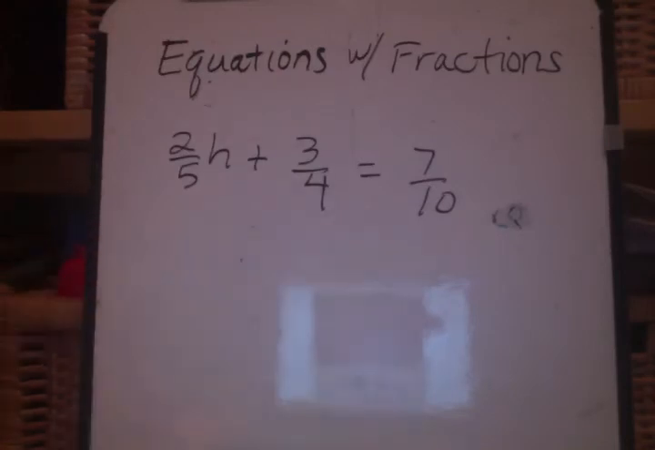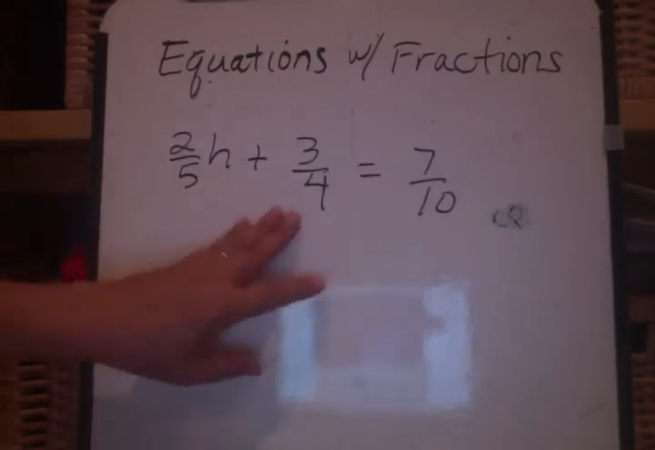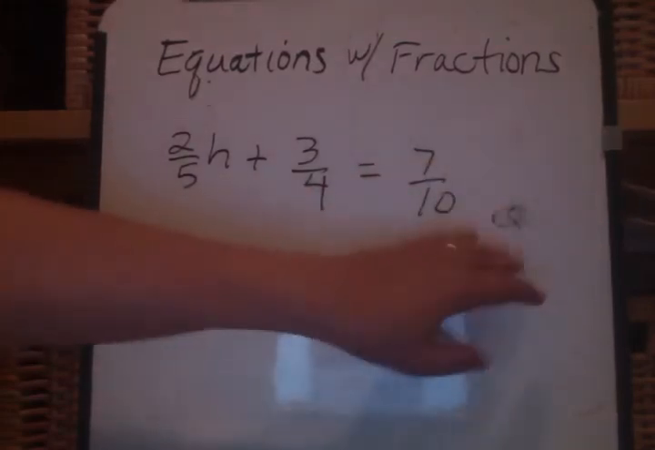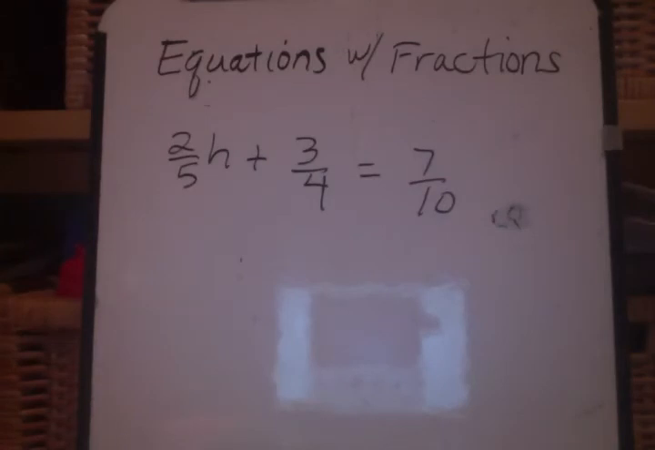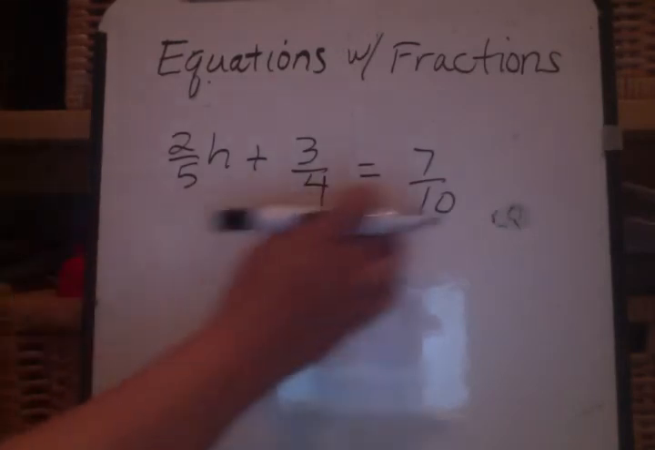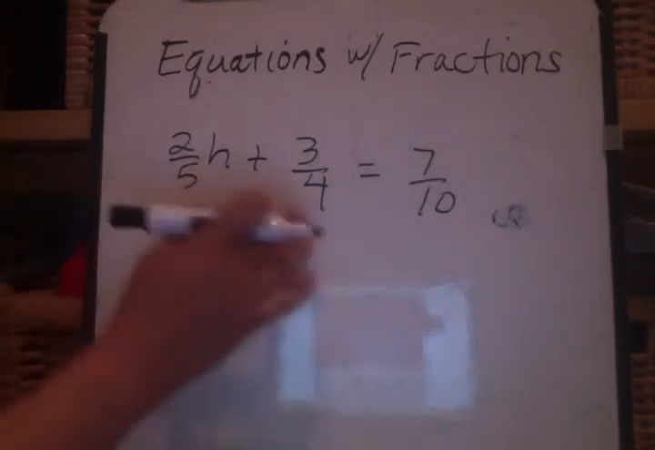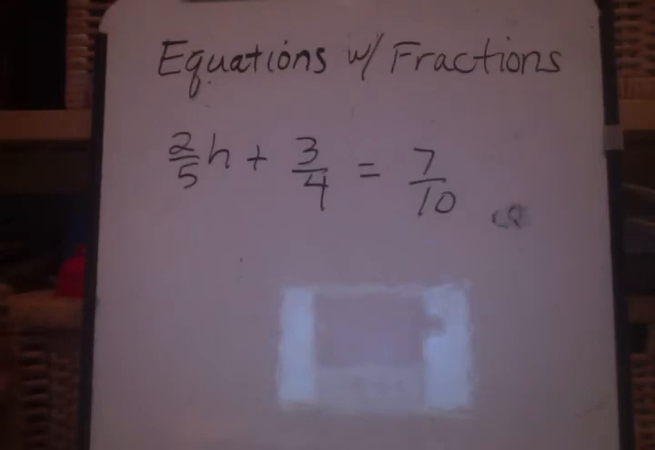What I could do is subtract both sides by 3/4, and then I would have to find a common denominator here and do a bunch of stuff. Or what I could do is find the common denominator between all three of these and multiply each term by that number and get rid of the fraction. So that's what I'd rather do.